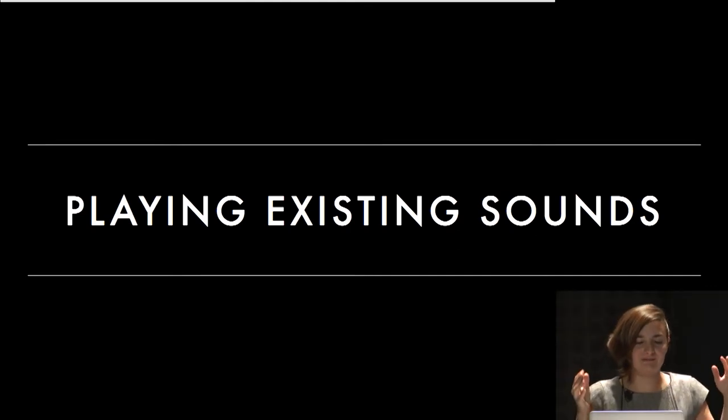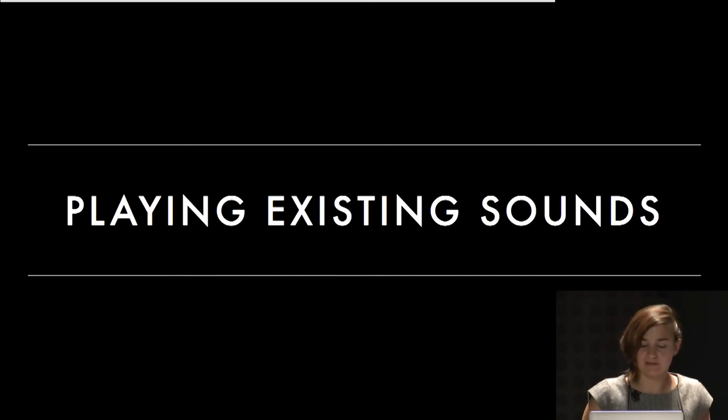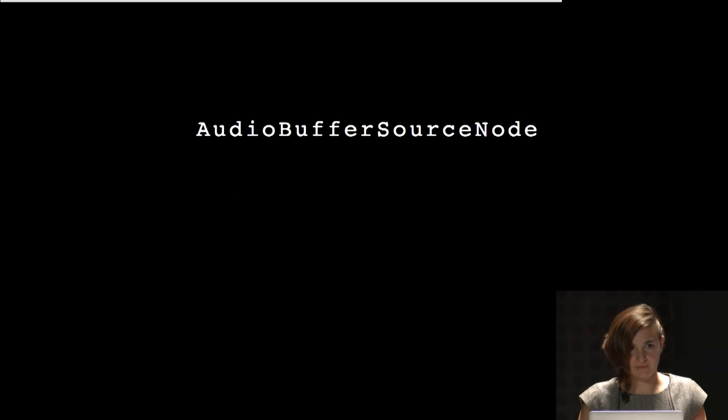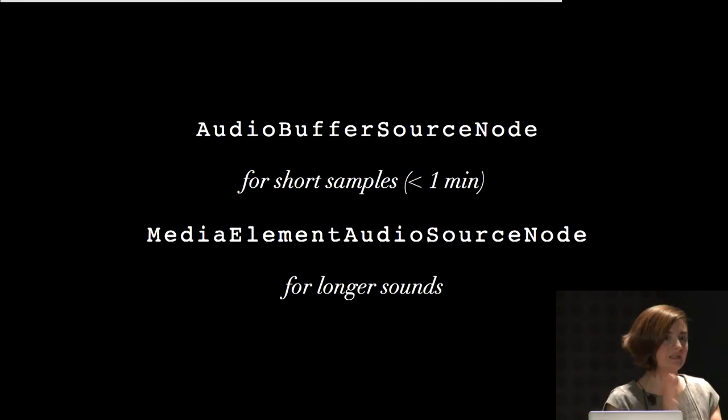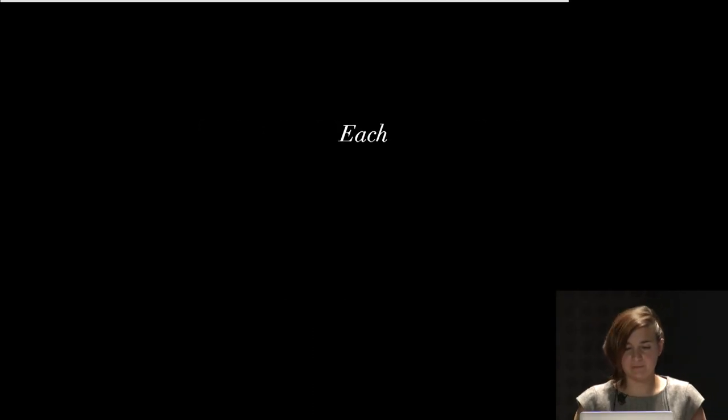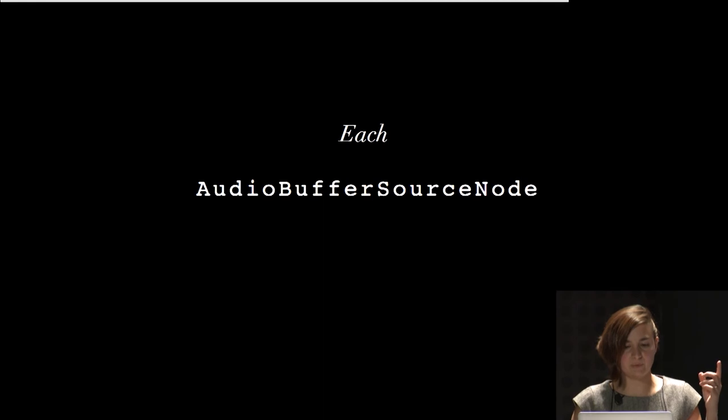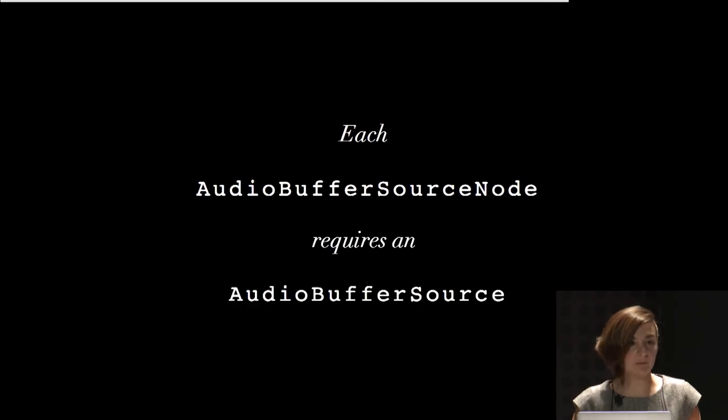So far we've been only synthesizing sounds. We can also play existing sounds. There are two options. The first one is the audio buffer source node for short sounds because it decodes everything in memory. And the second option is the media element source node for longer sounds because it streams the sounds. So for the first one, you also need an audio buffer.